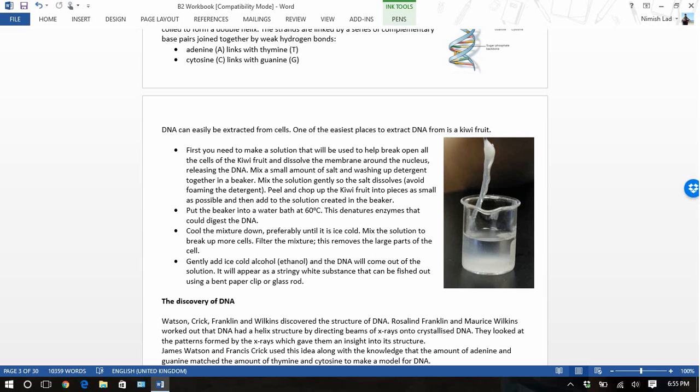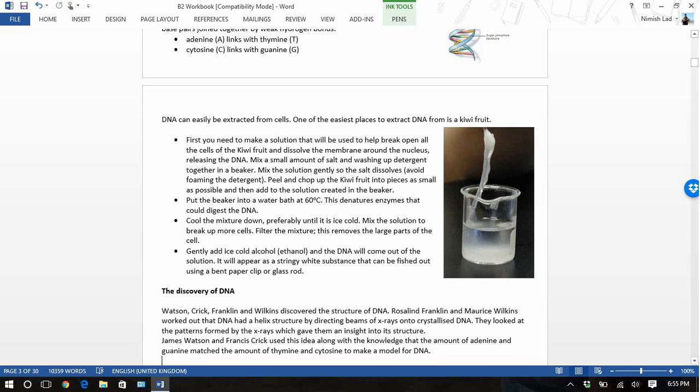You prefer to do it to ice cold, but that's quite hard to do. You mix the solution to break up more cells. You filter the mixture. This removes large parts of the cell. You add ice cold ethanol, and the DNA will come out of the solution, just a stringy white substance that can be fished out using a bent paper clip or glass rod.